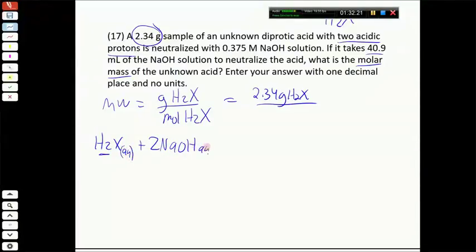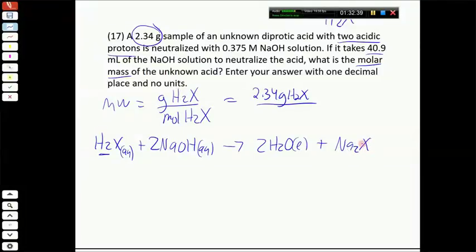So that's the important part. The acid and the base in this case react in a 1:2 ratio because it's a diprotic acid with 2 protons. The products of this would be water. We get 2 moles of water because it's 2 H+ and 2 OH-. And then we get our salt or ionic compound, which in this case would be Na2X.